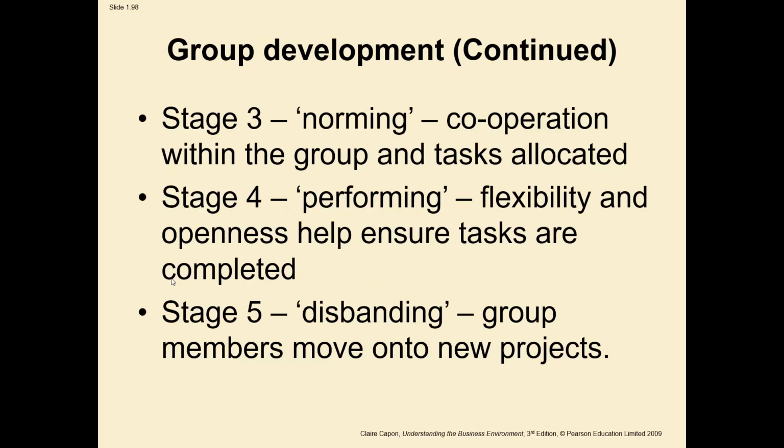Okay, and norming can occur when people accept that there may not be an ulterior motive, and they start to accept it. Only once these things are done can the group begin performing, and flexibility and openness help ensure the tasks are completed. Stage five is disbanding, where the group members move on to new projects.